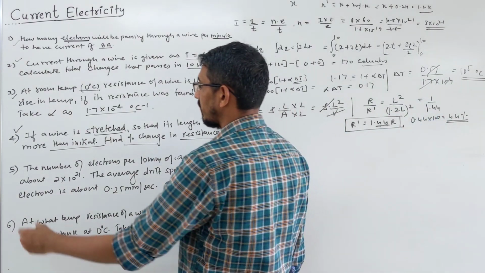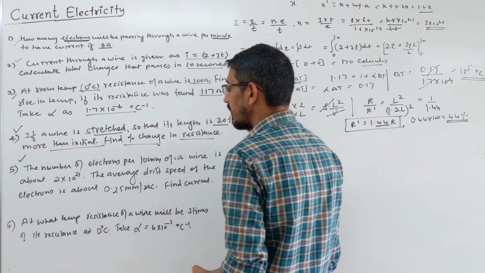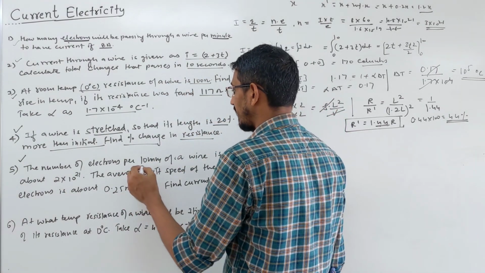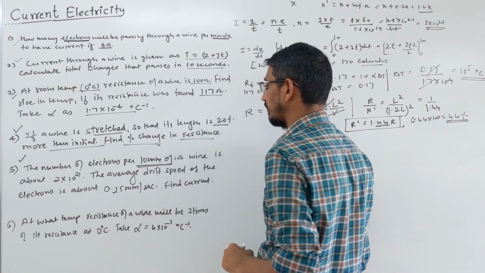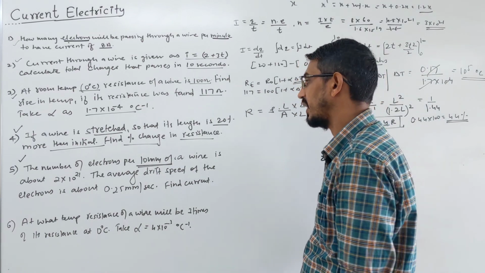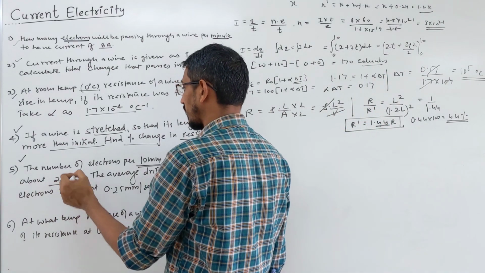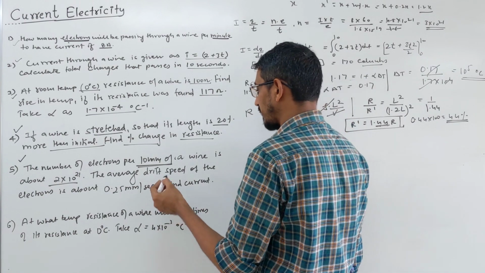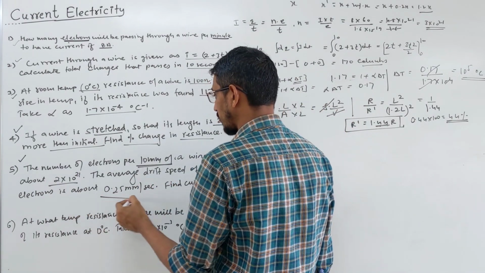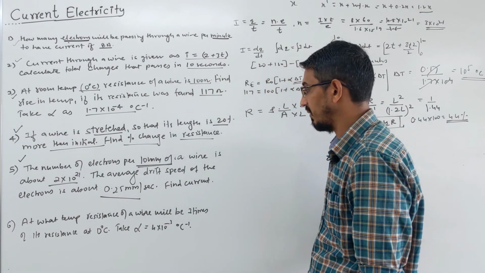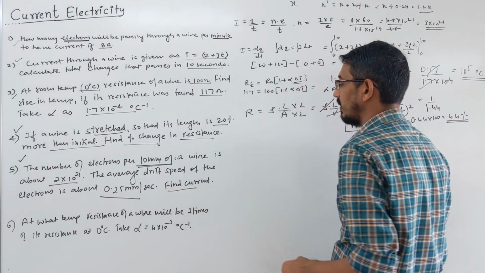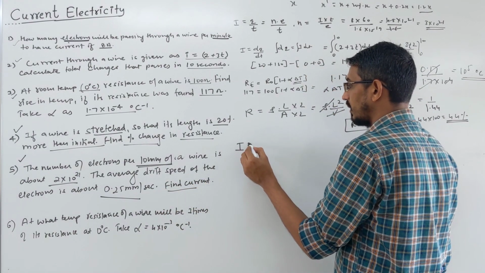Let's see question number 5. The number of electrons per 10 millimeter of a wire is given to you. Number of electrons given. The average drift speed of the electron is about 0.25 millimeter per second, given. Find the current. Okay. So general formula for writing current is what?